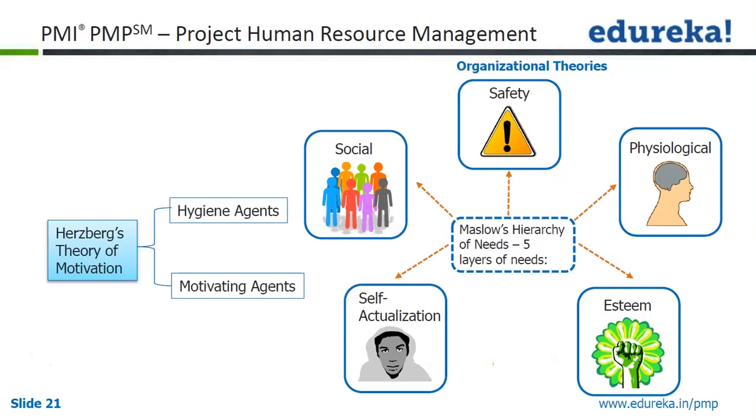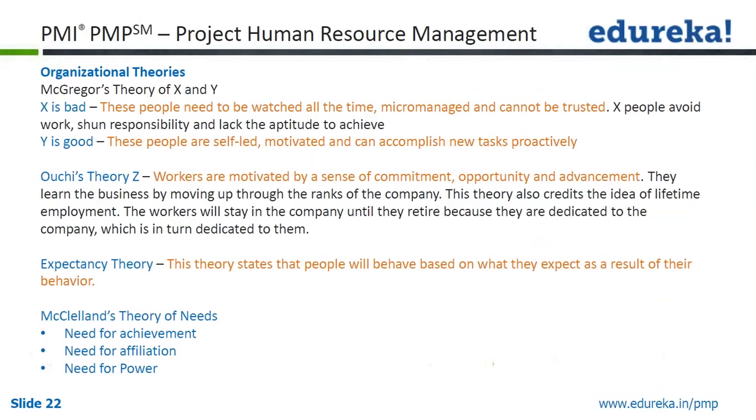This takes us to the next slide, which is with respect to Herzberg's theory of motivation. He says there are hygiene agents and motivating agents, which we discussed earlier. As I told you, there is another slide which will give you the list of hygiene agents and motivating agents. I gave you the idea. I think this is the same slide repeated, so I'm just moving on.